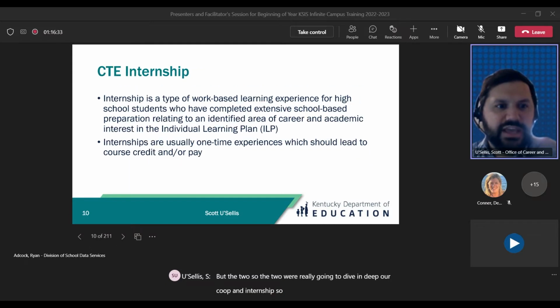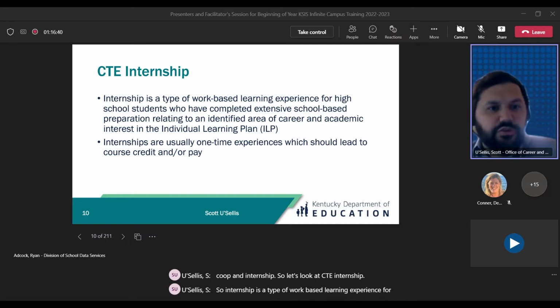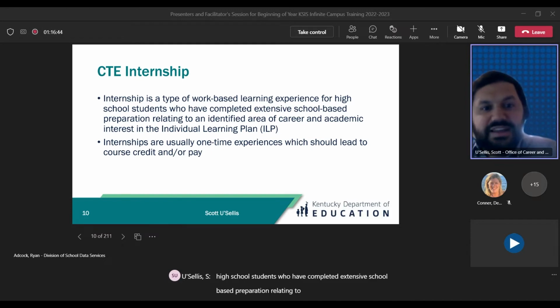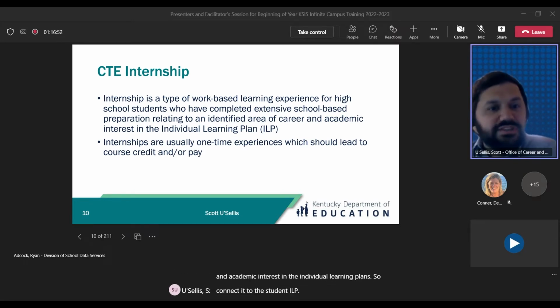So let's look at CTE internship. Internship is a type of work-based learning experience for high school students who've completed extensive school-based preparation relating to an identified area of career and academic interest in the individual learning plan, so connected to the student ILP. They're usually one-time experiences which should lead to course credit and/or pay.